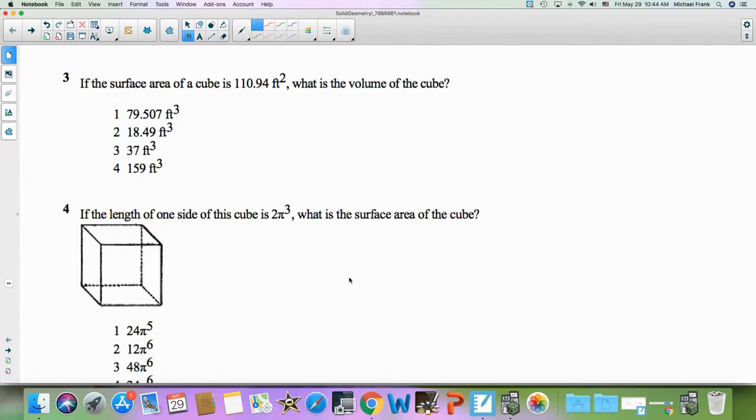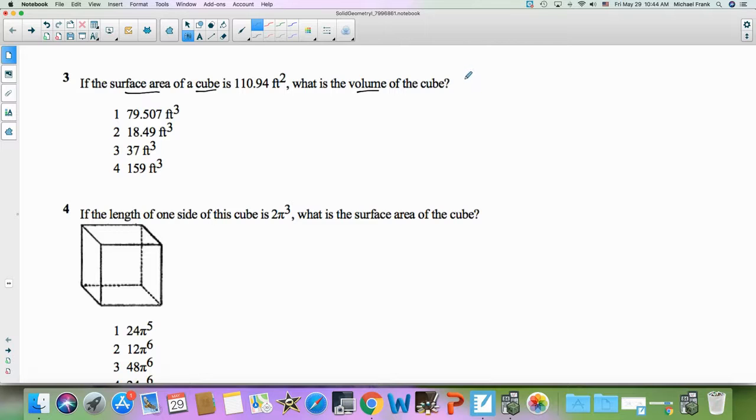Number 3, if the surface area of a cube is 110.94 feet squared, what is the volume of the cube? All right, this is kind of the reverse of what we did in our first lesson. They're talking about a cube, they're talking about the surface area, and they're talking about the volume. So I'm going to write both formulas out here.